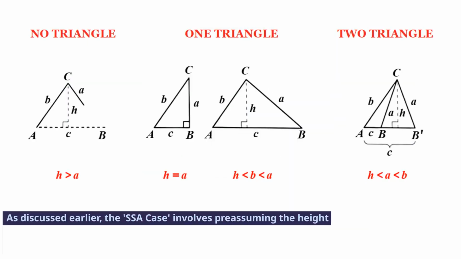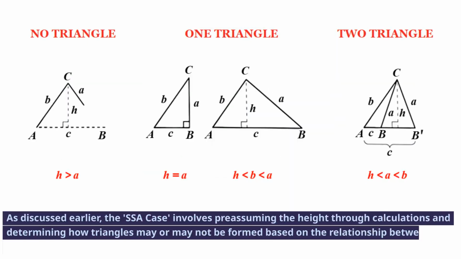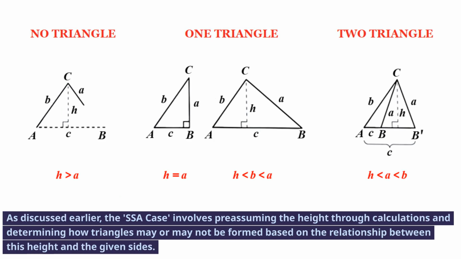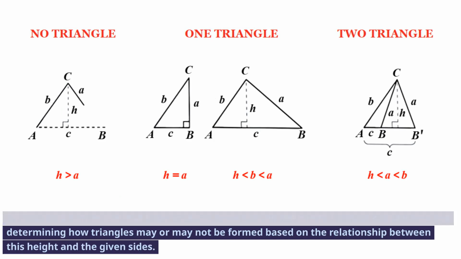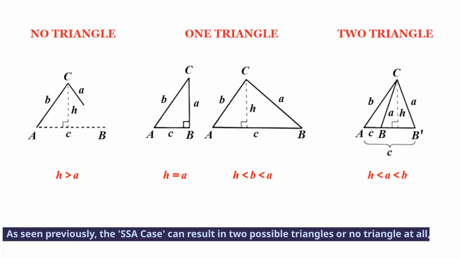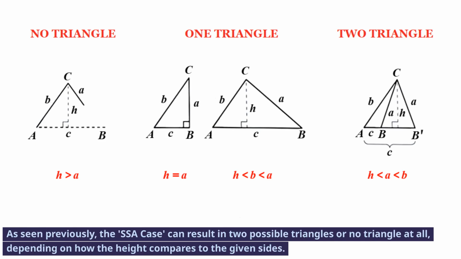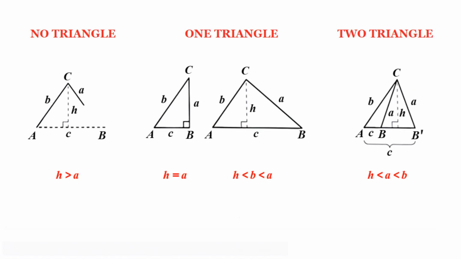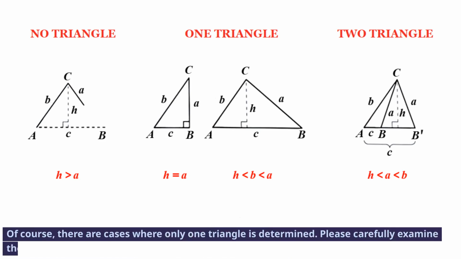As discussed earlier, the SSA case involves pre-assuming the height through calculations and determining how triangles may or may not be formed based on the relationship between this height and the given sides. As seen previously, the SSA case can result in two possible triangles or no triangle at all, depending on how the height compares to the given sides. Of course, there are cases where only one triangle is determined.